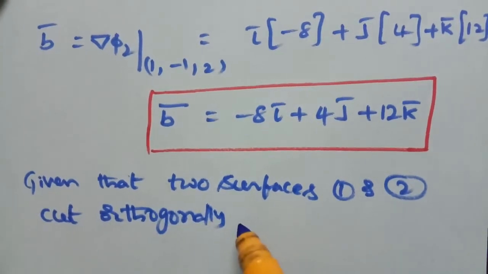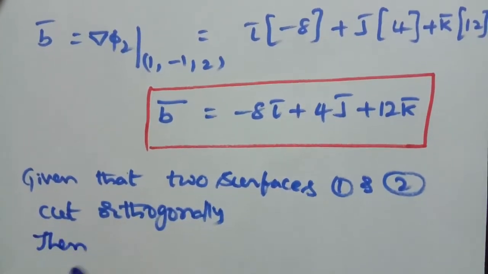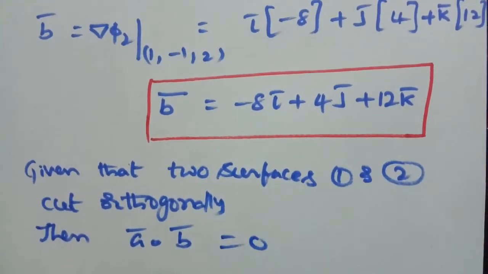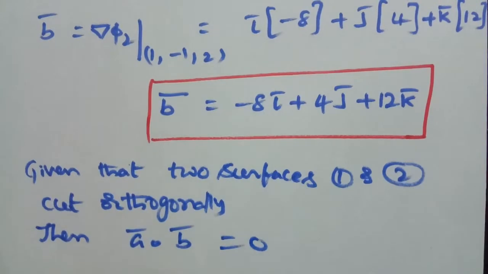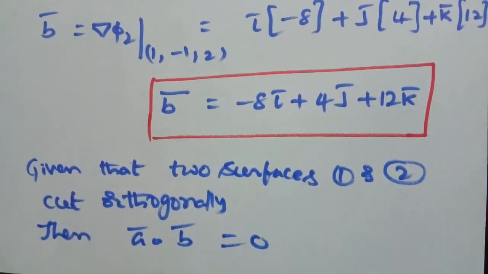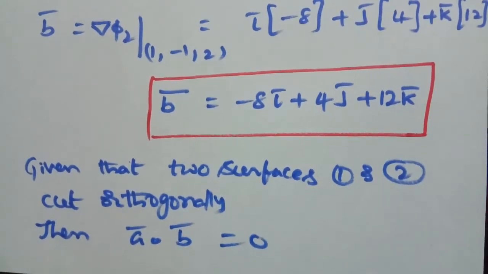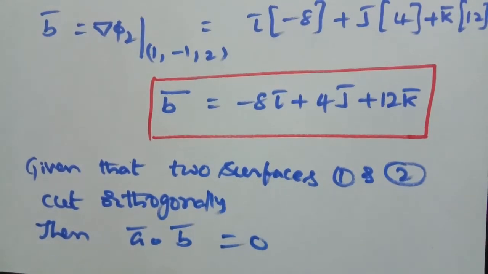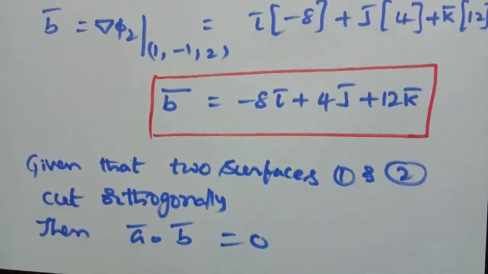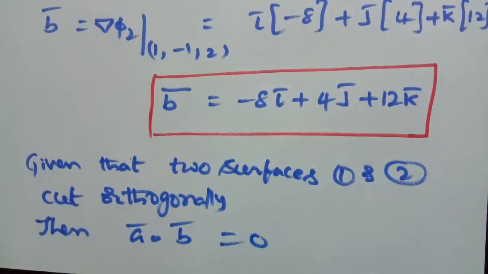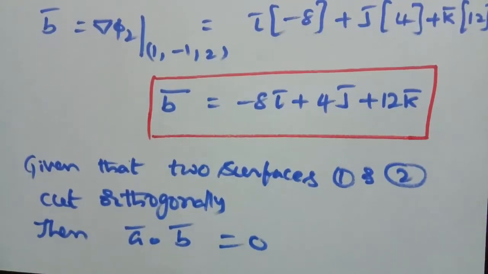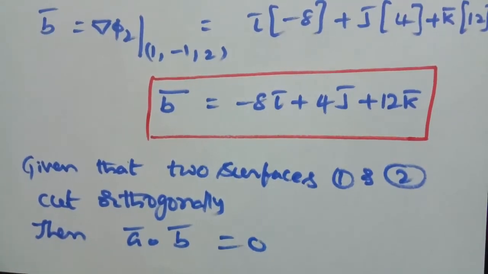Therefore, a bar dot b bar is equal to 0. Since the angle between the two normals is 90 degrees, that means they are perpendicular, and that means the dot product is 0. If the dot product is 0, a bar and b bar are perpendicular. So that's why here a bar dot b bar is equal to 0.